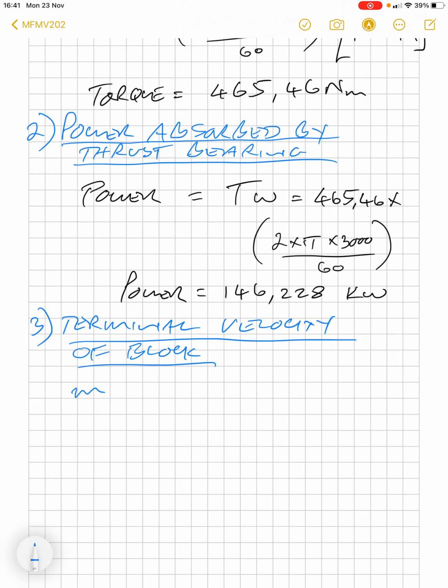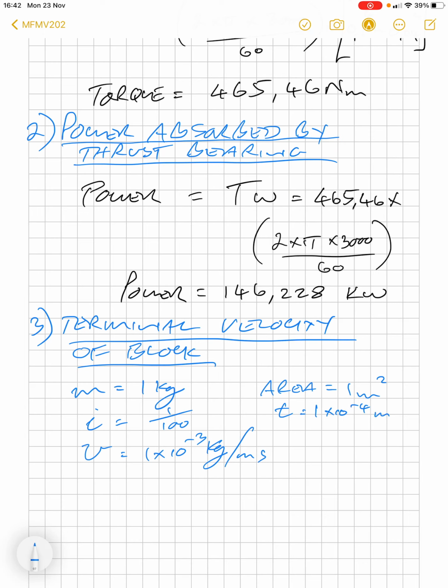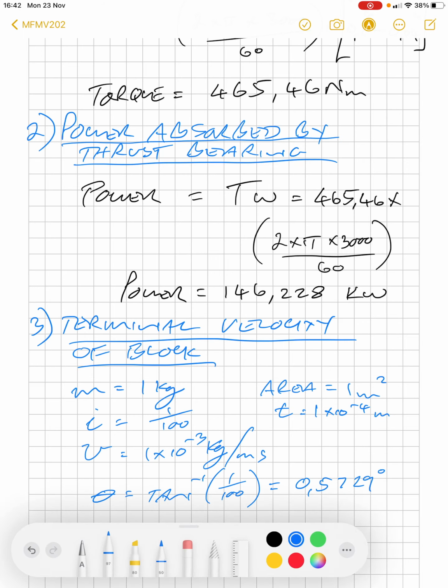Right, so the mass of the block is 1 kilogram. The slope is 1 in 100. Kinematic viscosity 1 times 10 to the minus 3 kilogram per meter second. The area is 1 square meters. The thickness of the film of water is 1 times 10 to the minus 4 meters. So if we take 1 over 100, we can say theta, the angle of the slope, is arctan 1 over 100, which is equal to 0.5729 degrees.